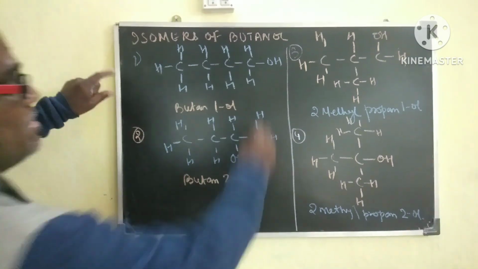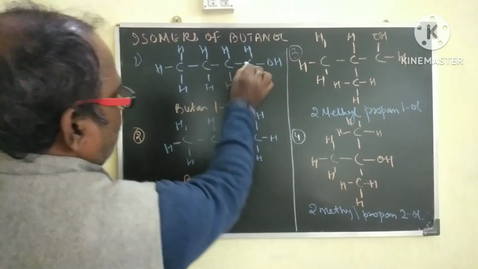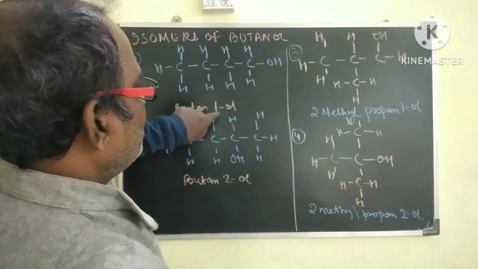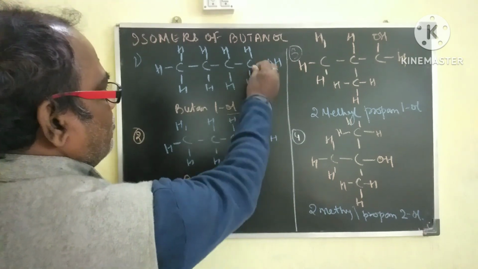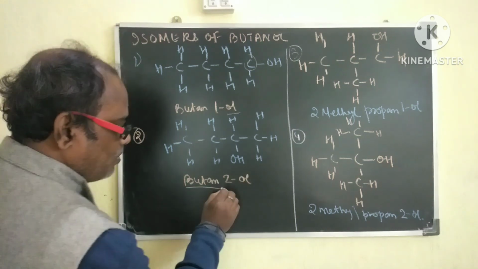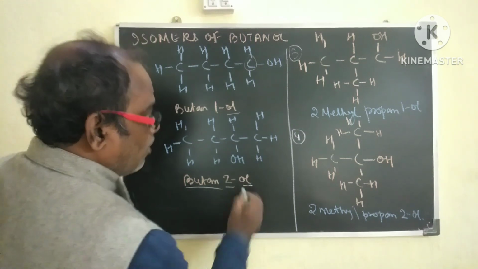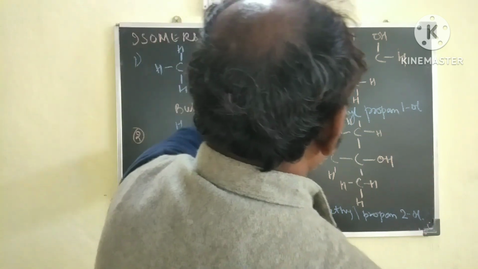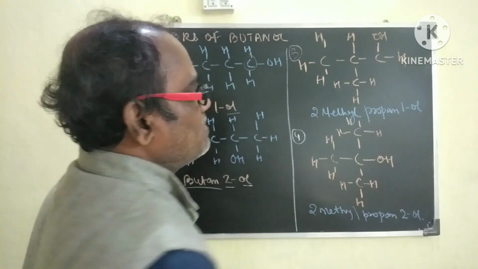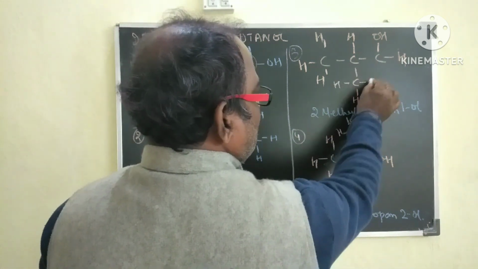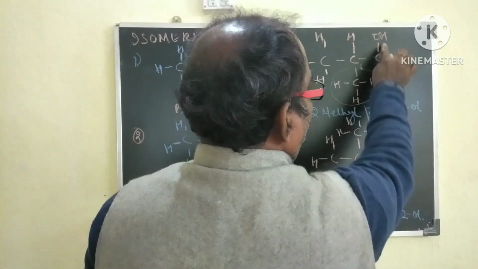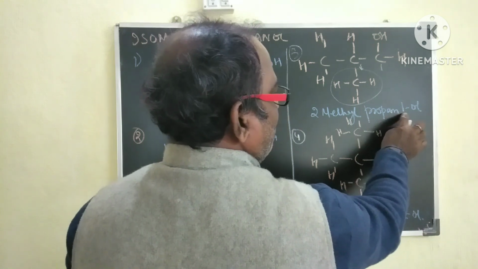So the isomers of butanol have 4 carbon atoms, 1, 2, 3, 4, and OH is attached here. So this is butan-1-ol, with the ol on the first carbon. Next we go with the second carbon, ol is attached here, so we get butan-2-ol. Now with chain isomerism we have 2-methyl propanol. The number of carbon atoms is 4, and methyl is attached on the second carbon atom. So we are adding 2-methyl propane and ol, with ol on the first carbon atom, so 1-ol.